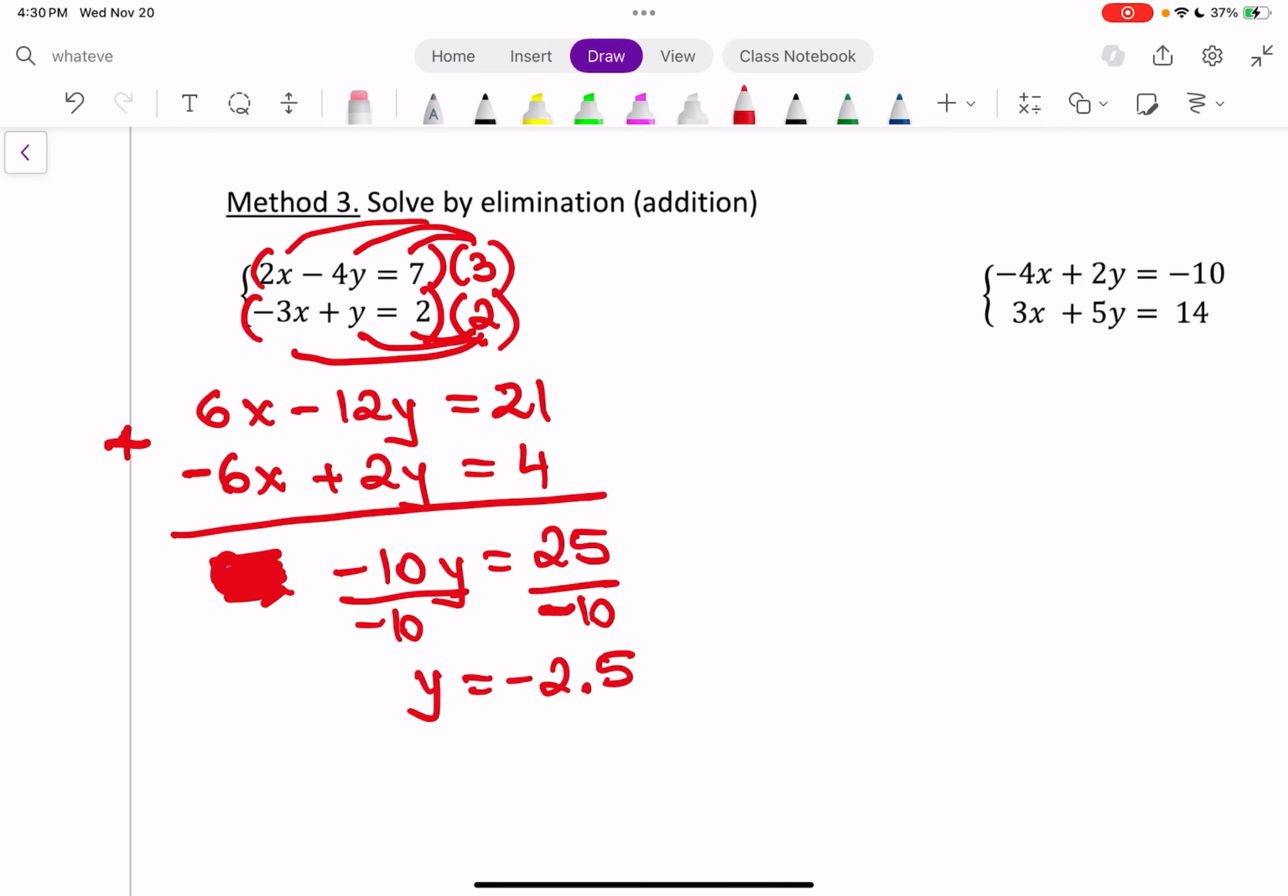Again, what I mean by finish this problem is we've only found y. So pick either one of the equations. It really does not matter. And you can test them both and figure out that you end up with the same answer.